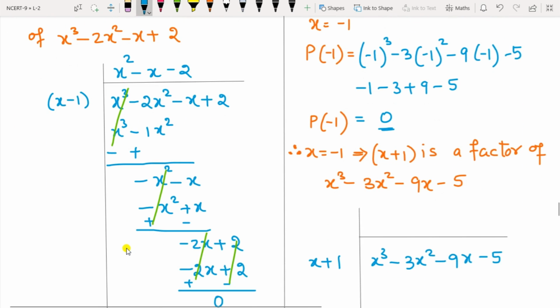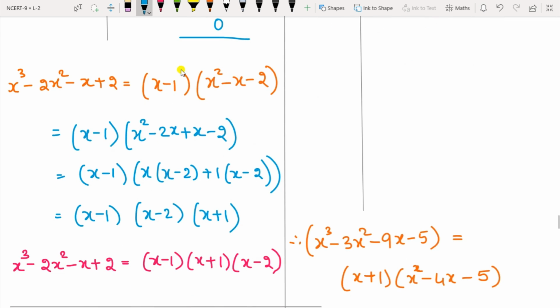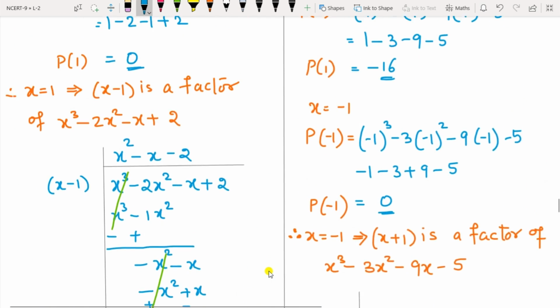Now do the division here. This division method you have done earlier. So divide this px by x minus 1. So you get x square minus x minus 2. This is the quadratic equation. This is the second factor. Now split this second factor again by the splitting method. So you get these 2 factors. So for this px, these 3 are the factors. So let us see question number 2 here.